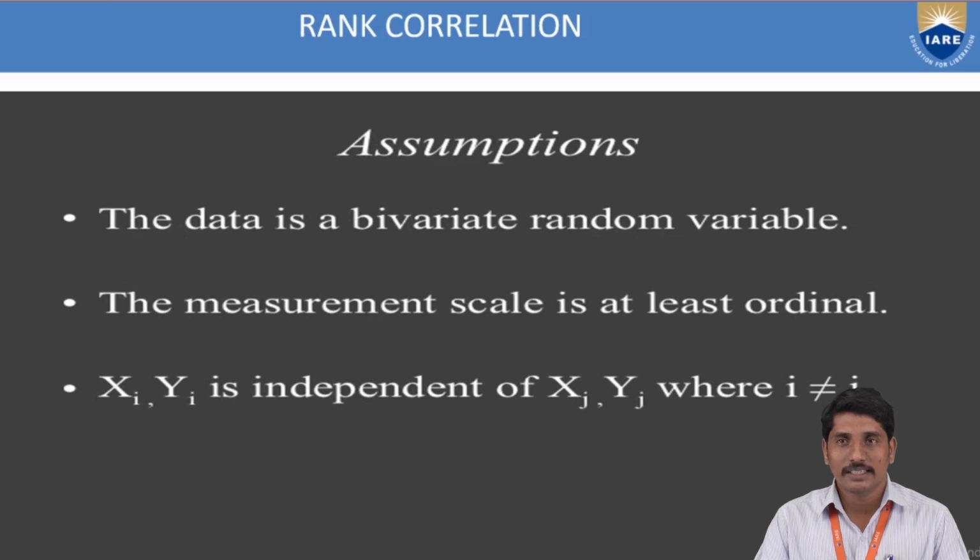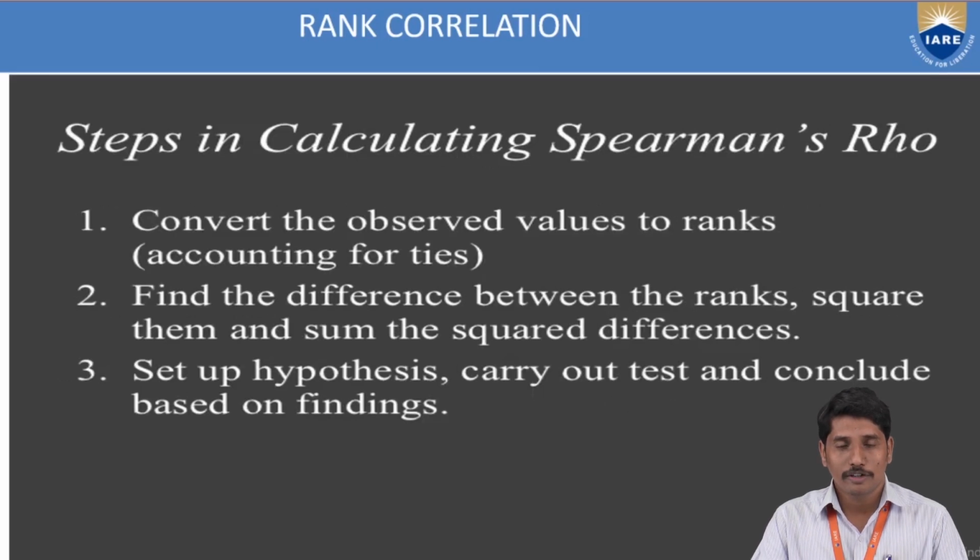So as I said, the data should be bivariate and the measurement scale should be ordinal. These are the two conditions to apply Spearman's correlation. Also, here x and y should be independent of each other. That means the values of x should be independent and the values of y should be independent of one another. Now, according to the procedure of Spearman's quotient of correlation, first we have to convert the given values into ranks.